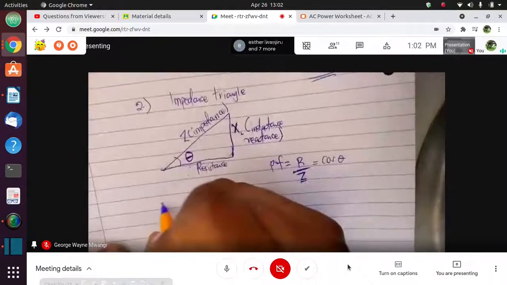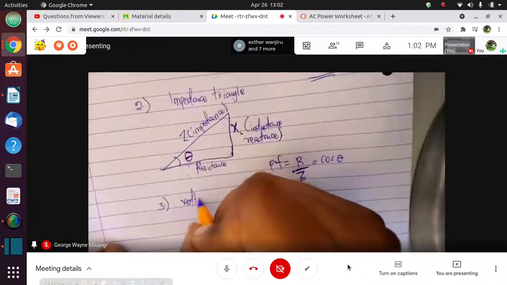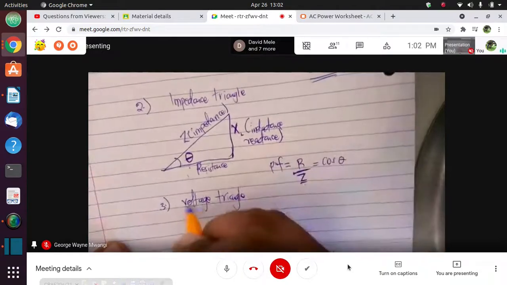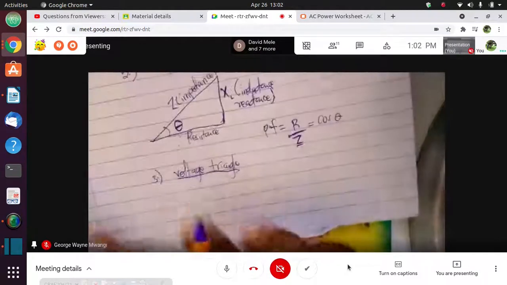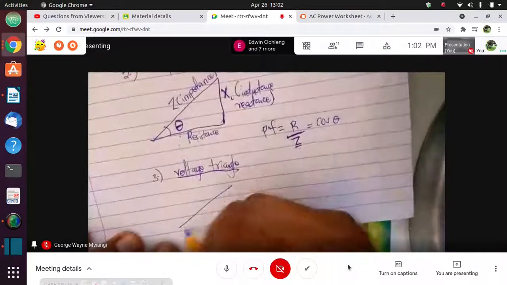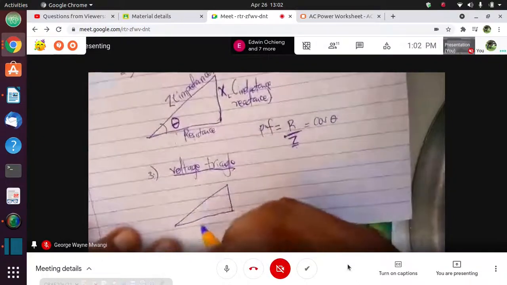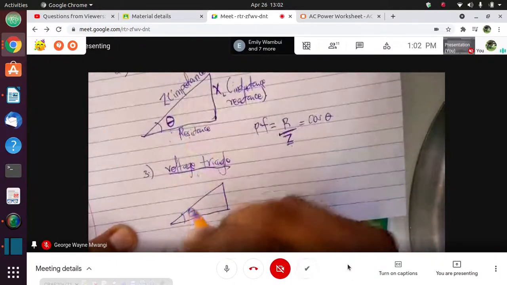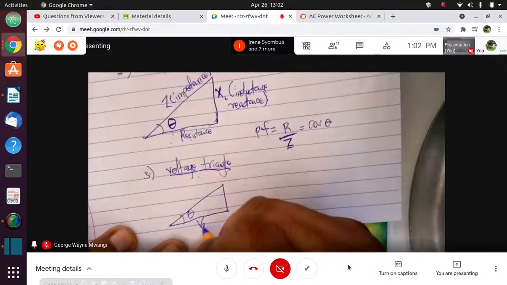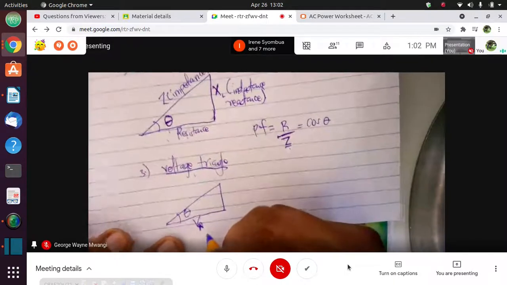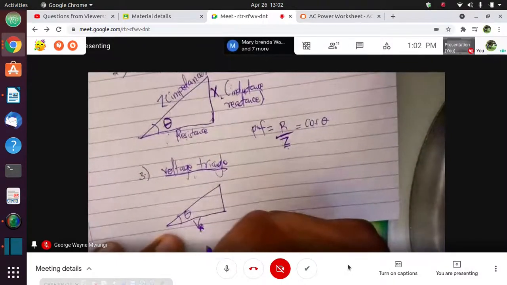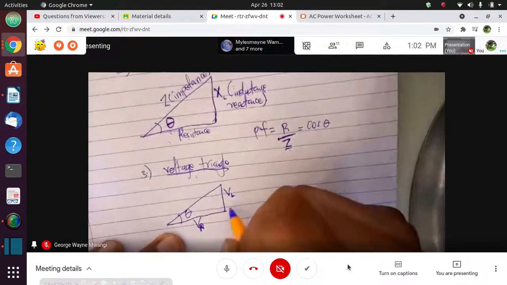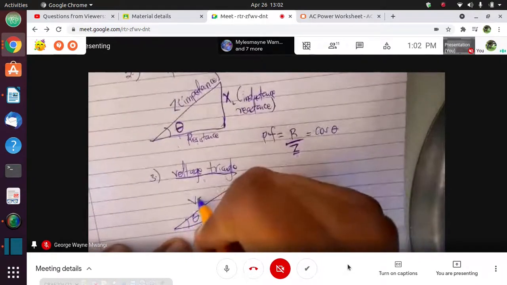We can also find power factor using the voltage triangle. We'll see an example. Now, when you use this voltage triangle, it is similar to the other triangles. But now here, we'll have the voltage being used: the voltage drop in the resistor, the voltage drop in the inductor, and the total voltage in that circuit.